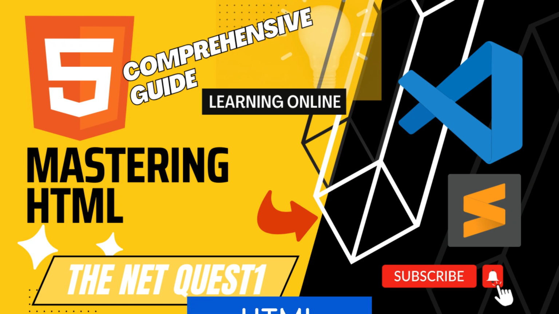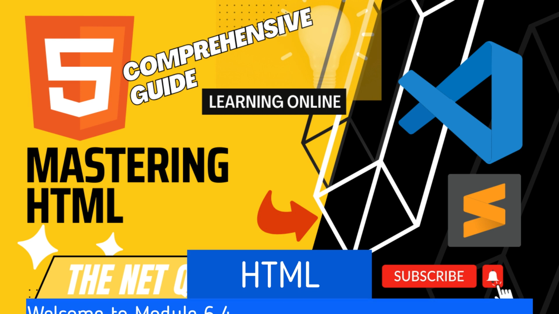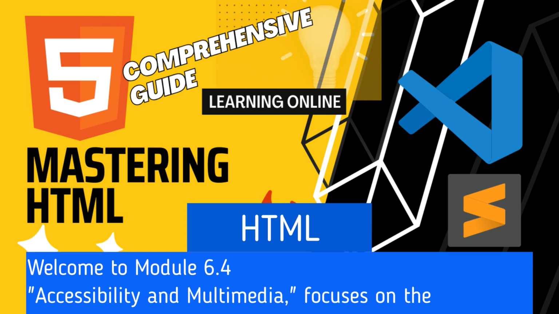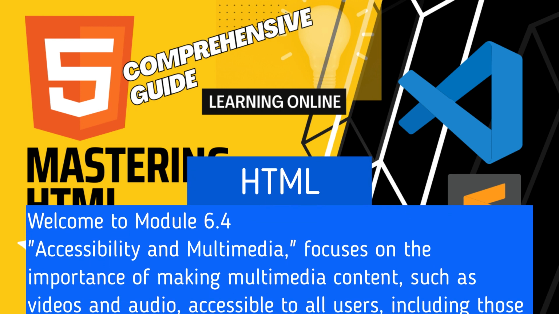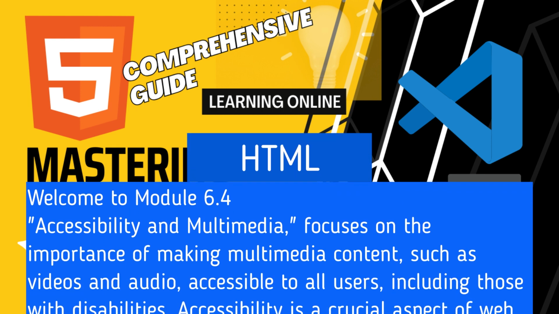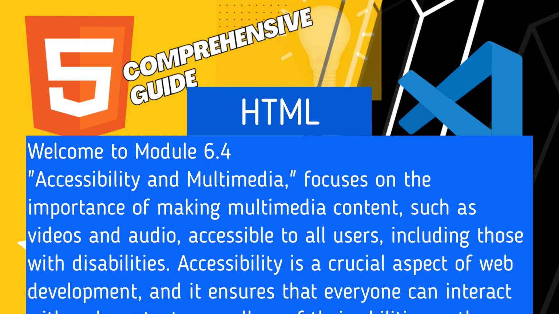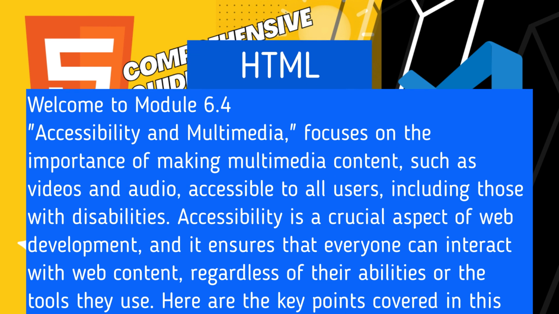Welcome to Module 6.4, Accessibility and Multimedia. This module focuses on the importance of making multimedia content, such as videos and audio, accessible to all users, including those with disabilities. Accessibility is a crucial aspect of web development, and it ensures that everyone can interact with web content, regardless of their abilities or the tools they use.